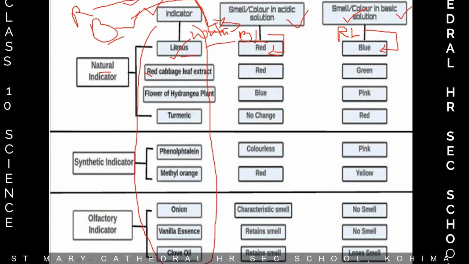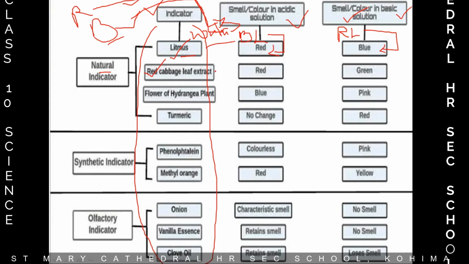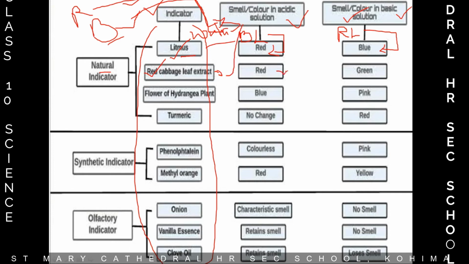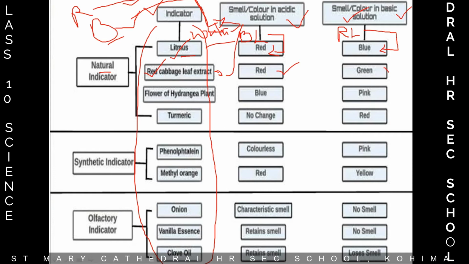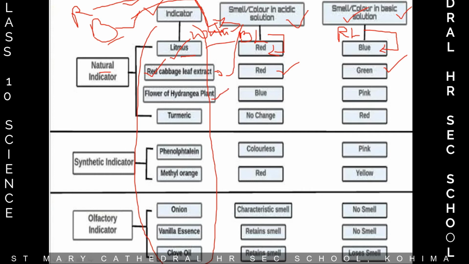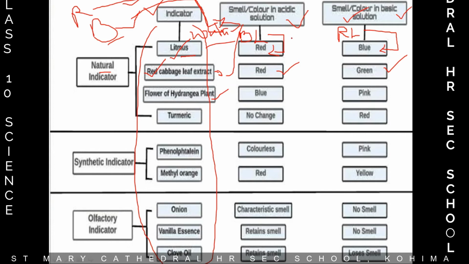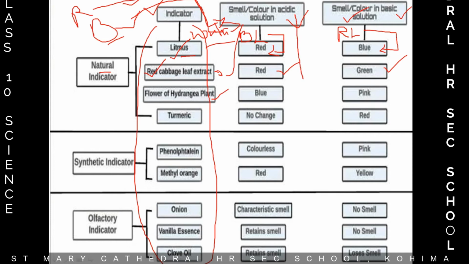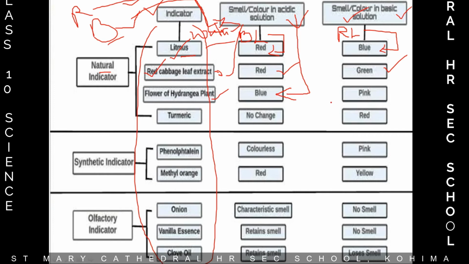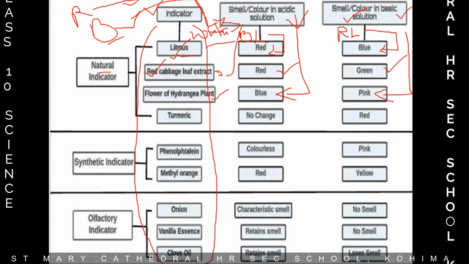Another thing is you can take red cabbage leaf extract. Take the water out of the cabbage, put it on the paper, and put it on some acid substance, it will turn red in color, or for base it will turn green in color. And the flower of the hydrangea plant is very interesting. When this flower is planted on soil that is acidic in nature, with a high concentration of acid, the flower will turn blue in color. When the soil is basic, with a high concentration of bases, it will turn pink in color. You have seen that one, right?